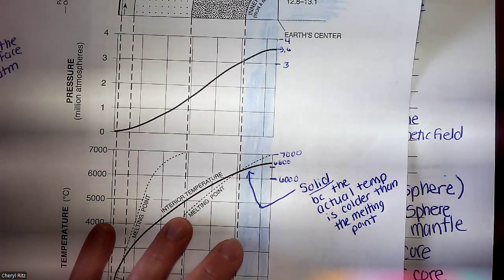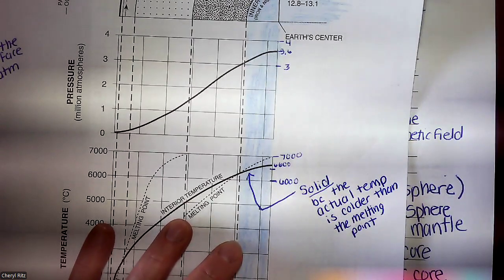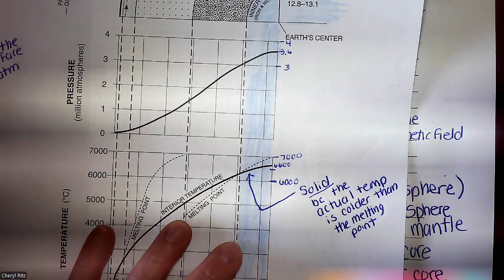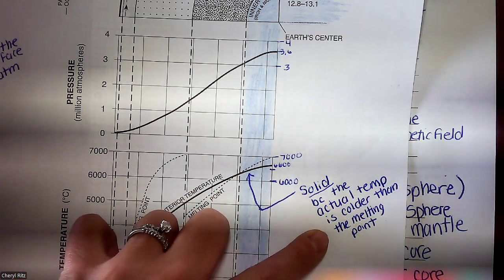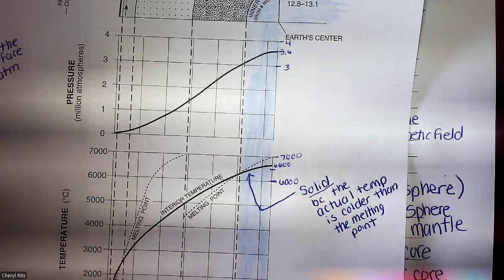That I have seen as a Regents question, by the way, a two-parter. They'll ask, is the inner core solid or liquid? And how do you know from the reference table? It is a solid because the actual temperature is colder than the melting point.